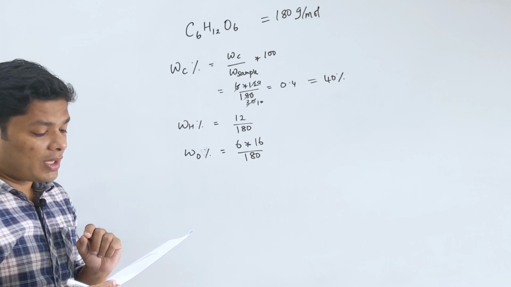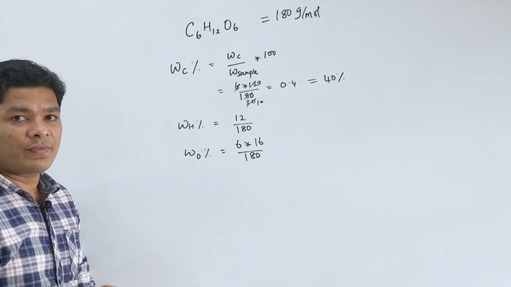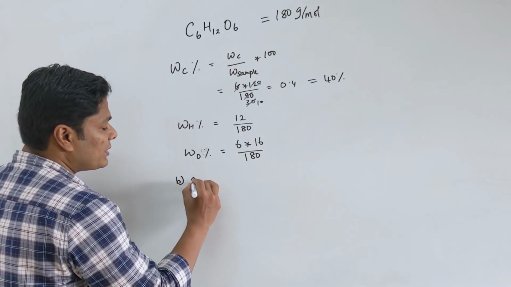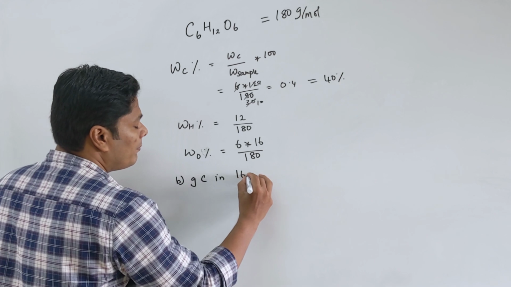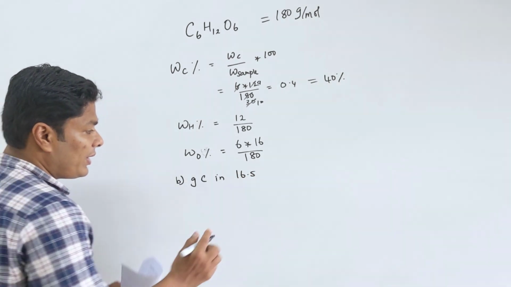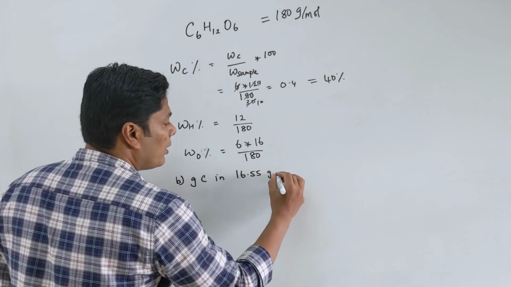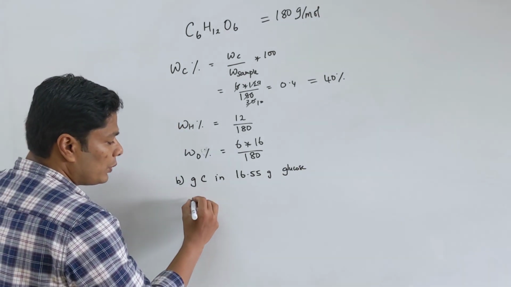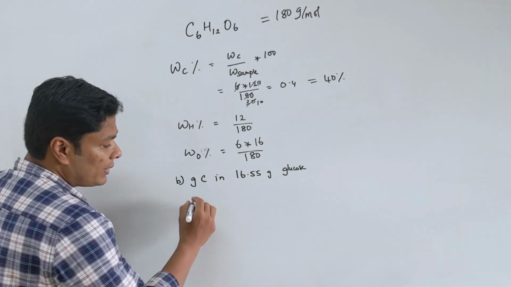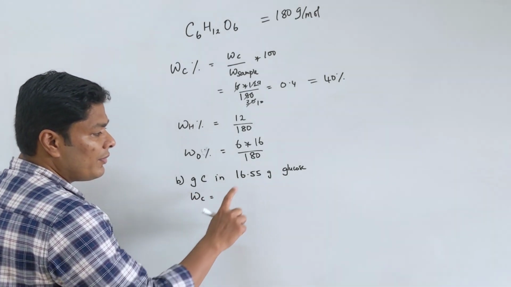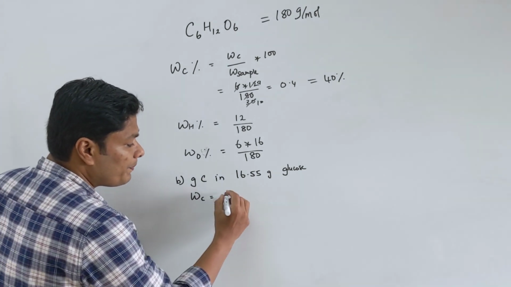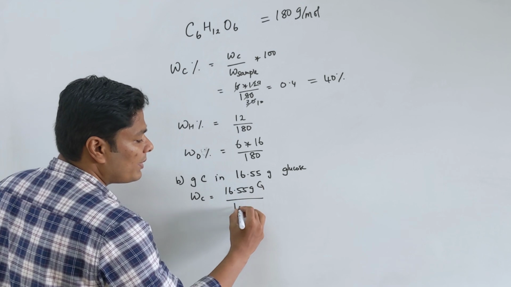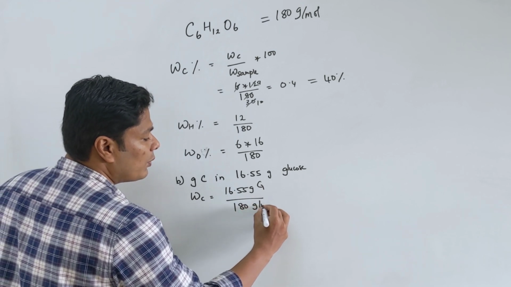How many grams of carbon is in 16.55 grams of glucose? I'll do it two ways. What is the grams of carbon in 16.55 grams of glucose? Now what we can do, normally if this is the only problem, grams of carbon equals, first we have to convert these grams to moles. So 16.55 grams of glucose divided by molar mass of glucose is 180 gram per mole.